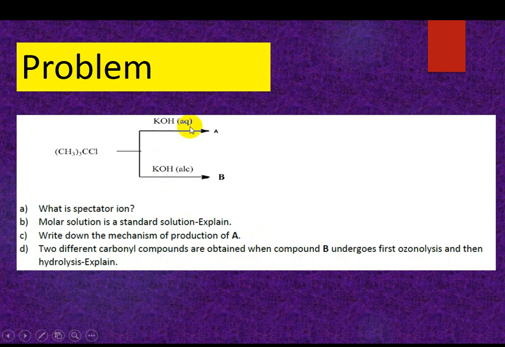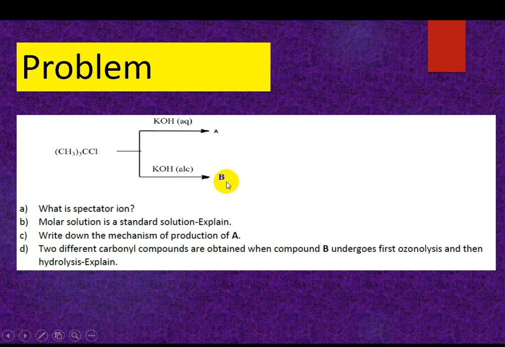Okay, if we use this aqueous solution, this potassium hydroxide is aqueous. Aqueous means dissolved in water. Here the product B is alcohol. ALC means alcohol. If it is an alcoholic solution of potassium hydroxide, it forms alkene.